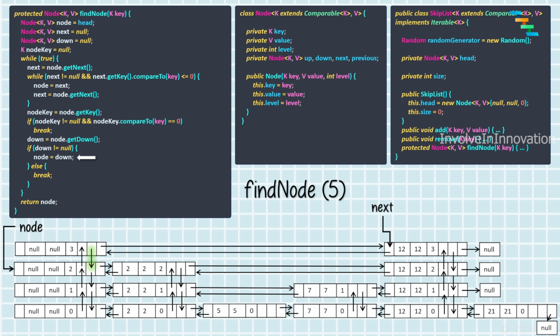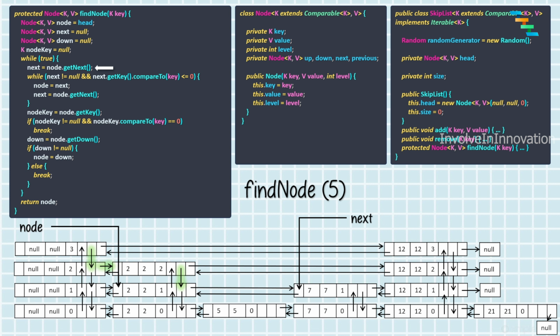Now get the next of the node variable, which is node 2 level 2. Assign this node to the next variable. Here the next key is 2, which is lesser than the key to be searched, 5. Assign node variable to node 2 level 2, and next to node 12 level 2. The next node key is 12, which is greater than 5. Check if the node key 2 is equivalent to 5, which is not equivalent, so we are going one level down, which is node 2 level 1. Assign this to the node variable.